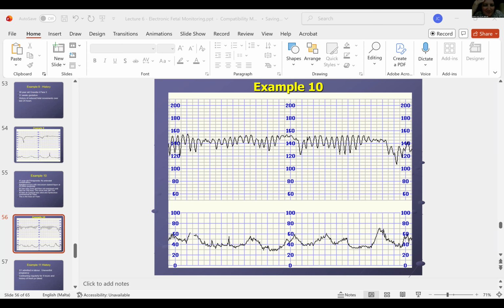Yes, Florence. All right, thank you. I think Florence raised the hand. Yes, Prof, I do have a question. Please allow me to take us back a bit to one of our examples. I've forgotten the number. However, it was post-datism. It was at 42 weeks.